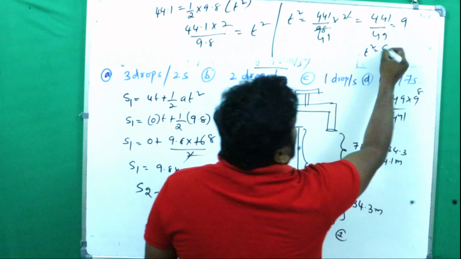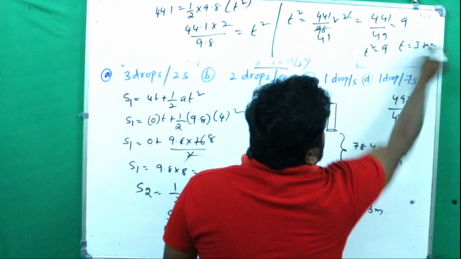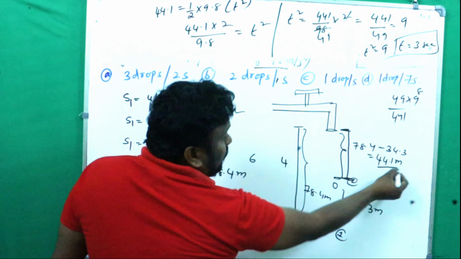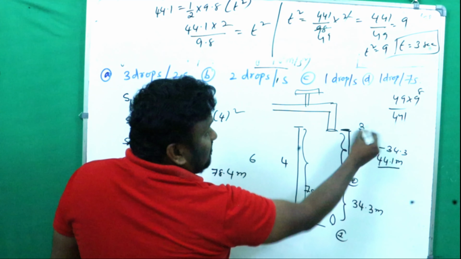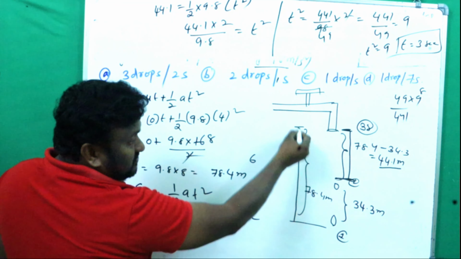T square is equal to 9. Then t is equal to 3 seconds. So what is the 3 seconds? It is the distance traveled by the second drop from here to here. Clear? So the second drop must travel 44.1 meters in 3 seconds, and the first drop in 4 seconds.